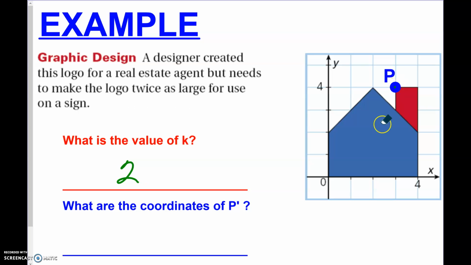So where is P? 1, 2, 3, 4. So it looks like P is at (3, 4). So because I'm going to double it, I'm just going to multiply both numbers by 2. And so the coordinates of P prime would have to be (6, 8), because we are doubling both numbers.